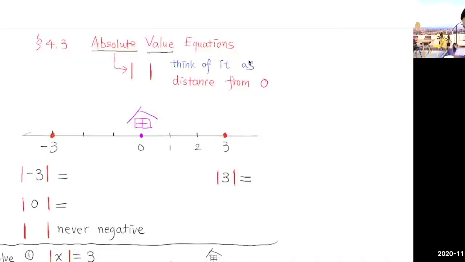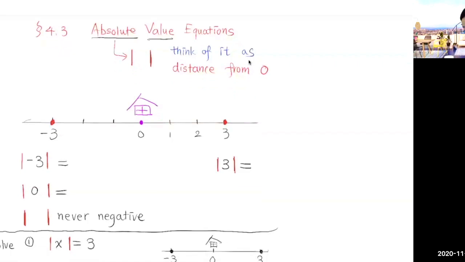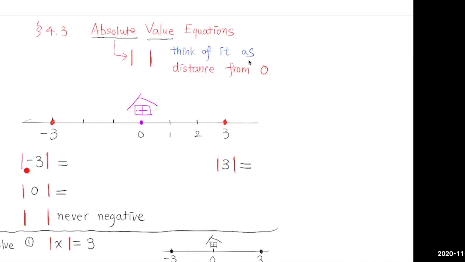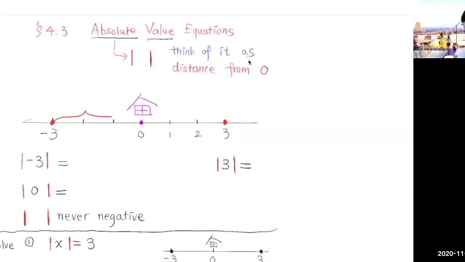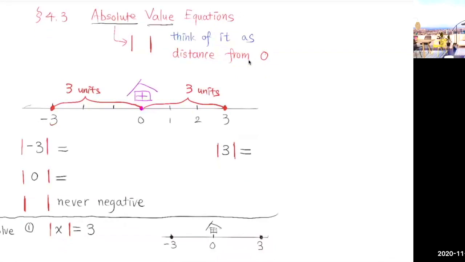So today we're going to talk about absolute value equations and also inequalities. When we think about absolute value right now, think about it as a distance from zero. For example, the absolute value of 3 or the absolute value of -3. These two numbers are 3 units away from 0, so both of them have an absolute value equal to 3. Think about absolute value as the distance from 0.